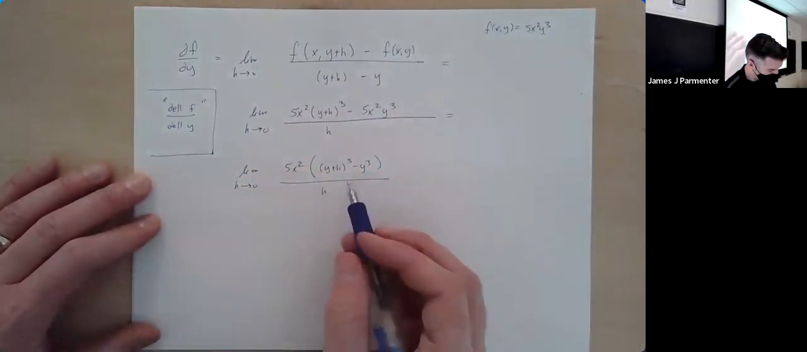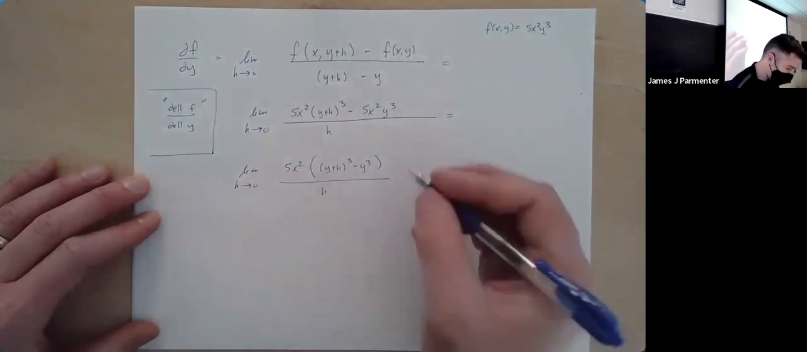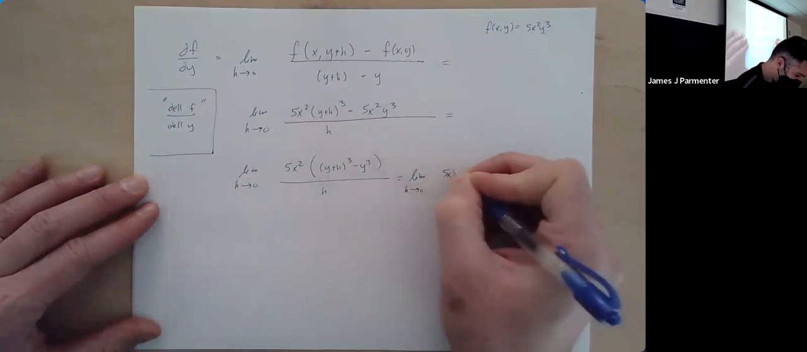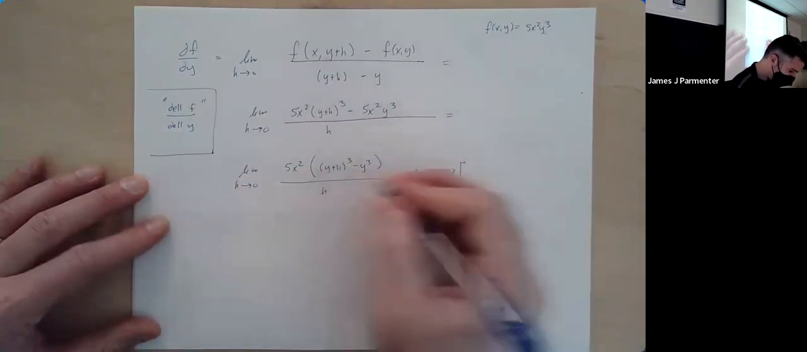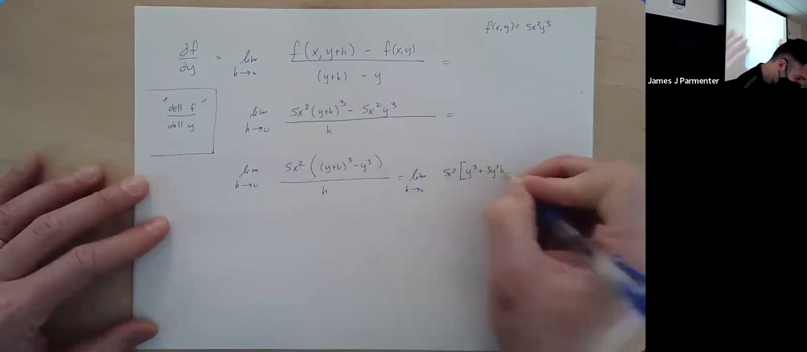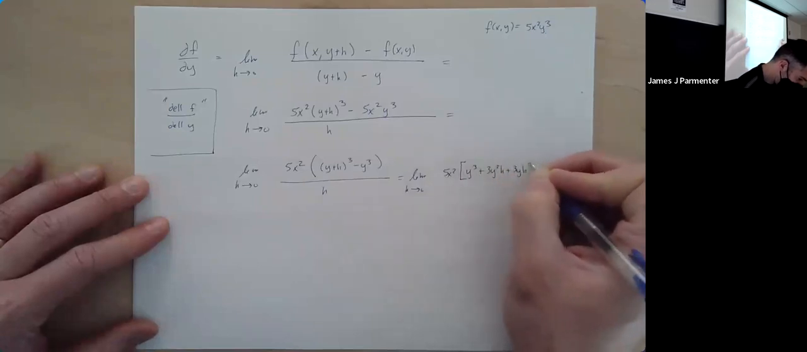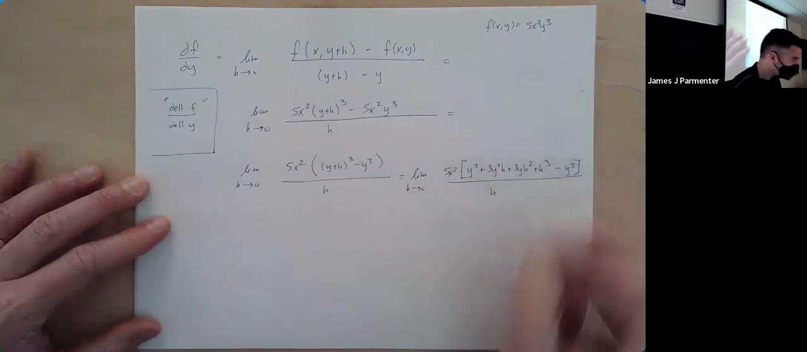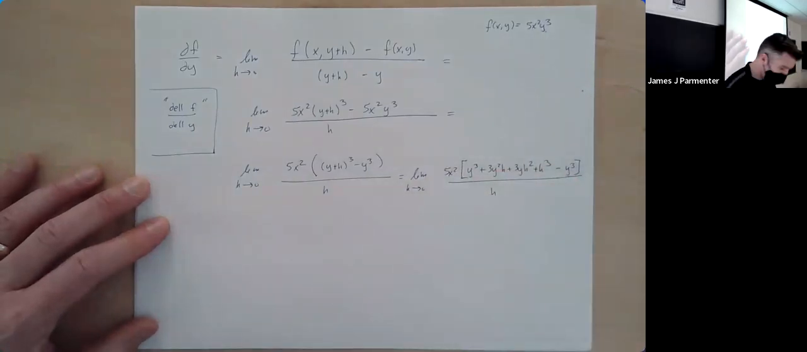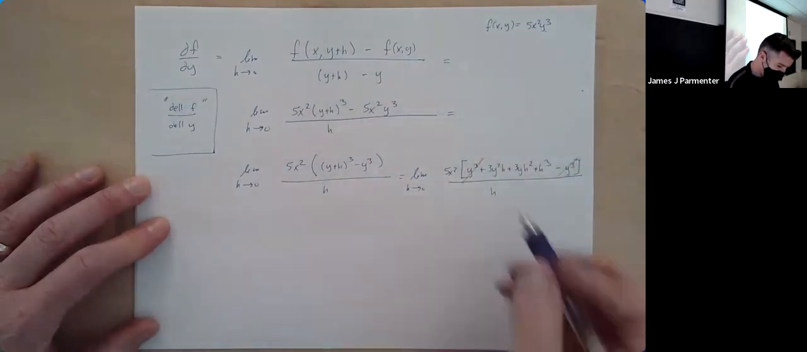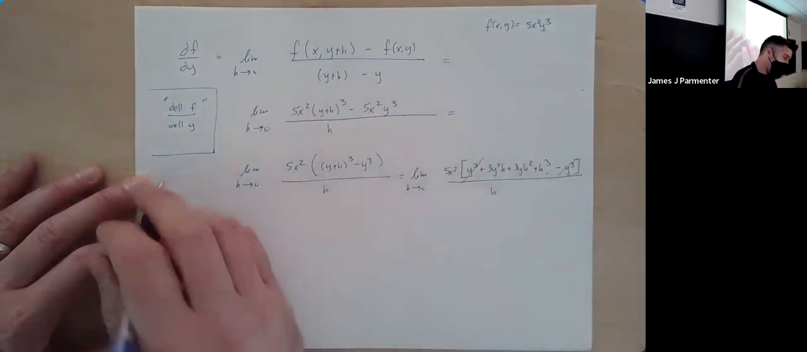And just like the other time, we're going to be able to expand this out and cancel the things that don't have h's. That's going to be the limit as h goes to 0 of 5x squared times (y plus h) cubed is y cubed plus 3y squared h plus 3y h squared plus h cubed, and then minus y cubed. And then we can cancel the y cubes. And then everything remaining has an h in it, so we factor one h out.